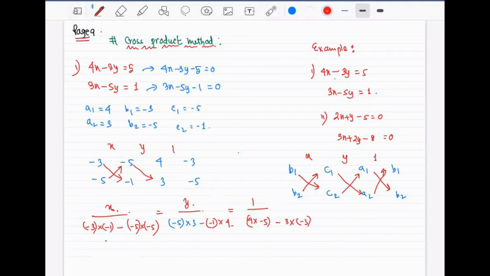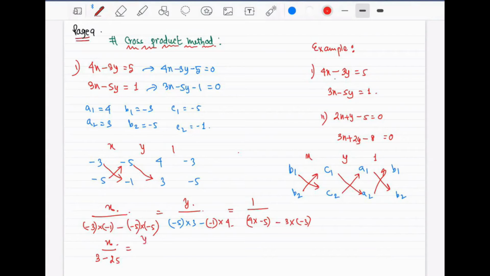Okay, so we have got x by how much? Minus 3 into minus 1, how much is it? Minus 3 into minus 1 is 3, right? Minus minus will be plus, 3 and 1 will be 3. Minus 5 and minus 5, we have got plus, 5 5s are 25. So I'm putting minus 25 here because minus 5 into minus 5 is 25, right?